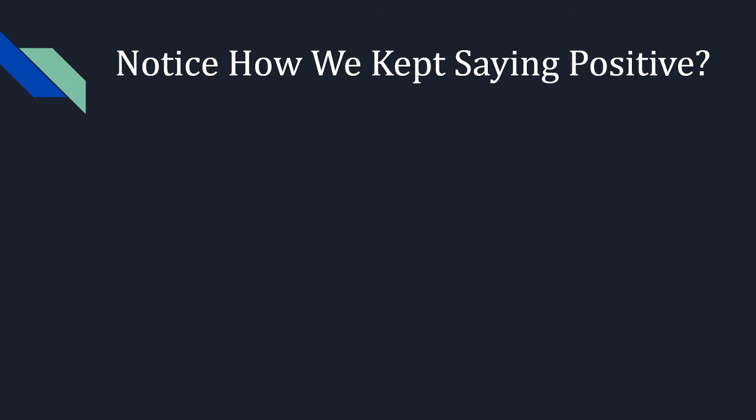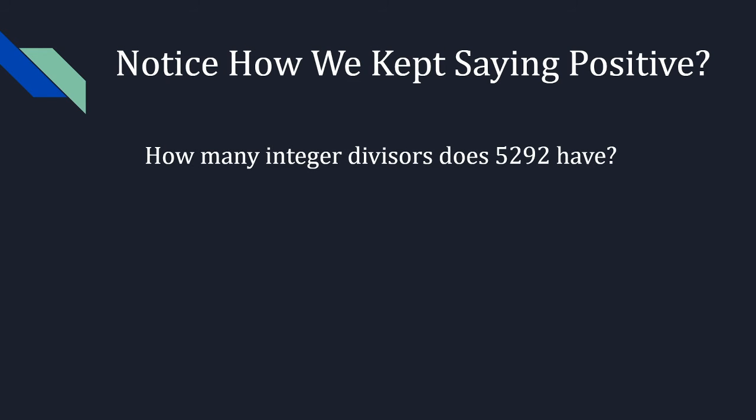Okay, so let's branch out a little. You probably noticed how we kept saying positive. Why does it matter that it's positive, right? Well, what if we change the question and said how many integer divisors does 5,292 have? You'd be like, yo, 36. No, they tricked you, bro.